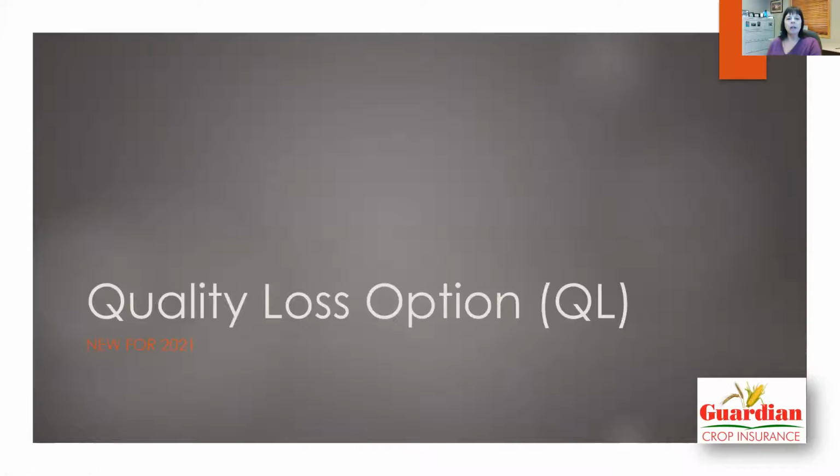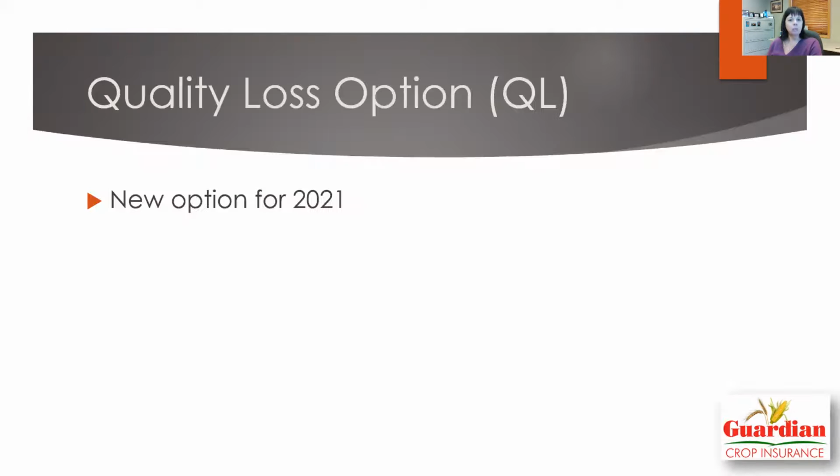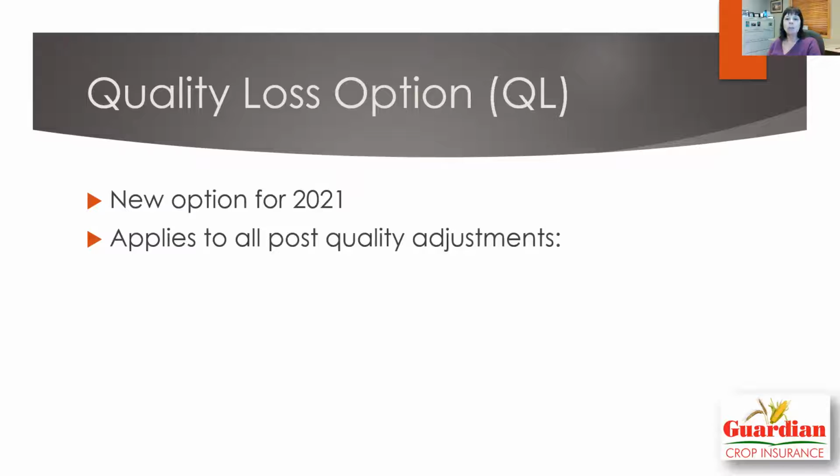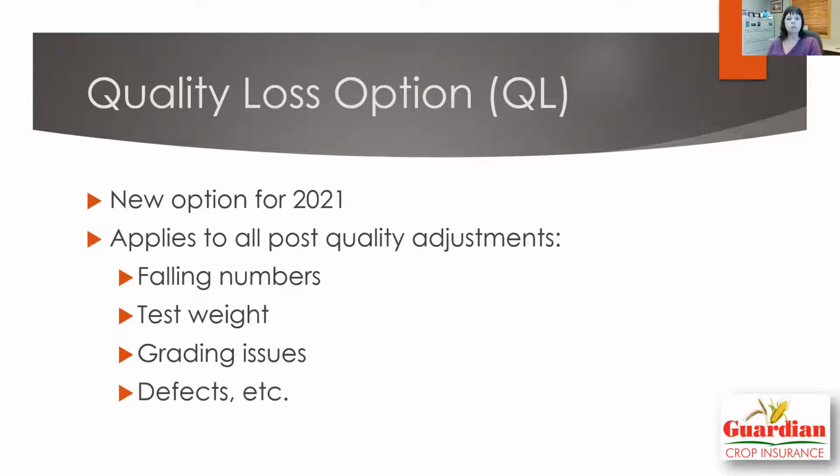All right. The first thing I'm going to talk about is what is new for 2021, and that is the quality loss option. It's new for 2021, and it applies to all post-quality adjustments. That includes falling numbers, test weight, grading issues, defects, and the like. There might be other things that aren't listed here that might have caused a quality adjustment to your production that's in your policy.